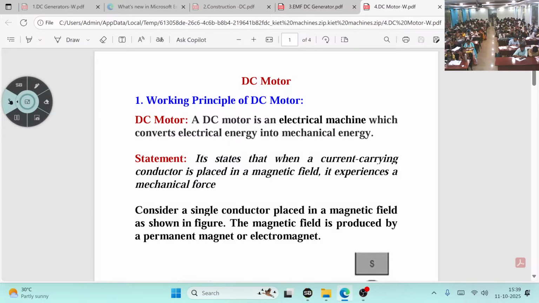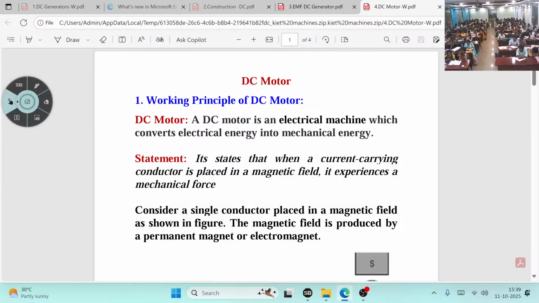DC motor is equal to the AC motor, but the type of supply is different. Whenever we are switching on, what happens? It starts rotating. Rotating is nothing but mechanical. Input is electrical. So how is it rotating? Simple, it works with the principle of electromagnetic induction.